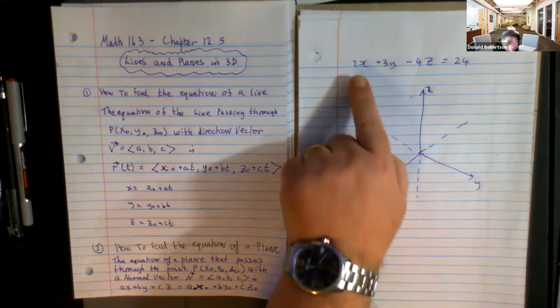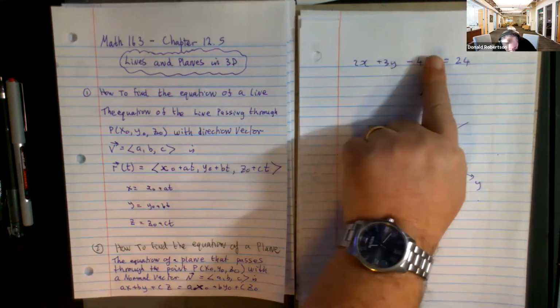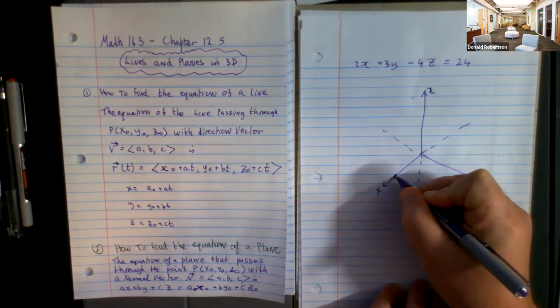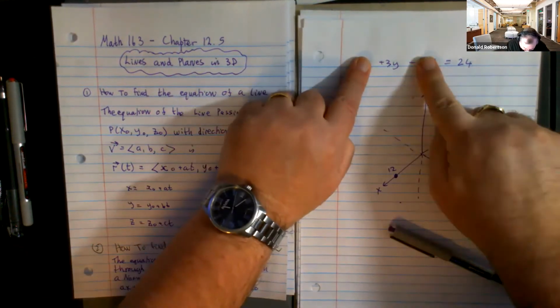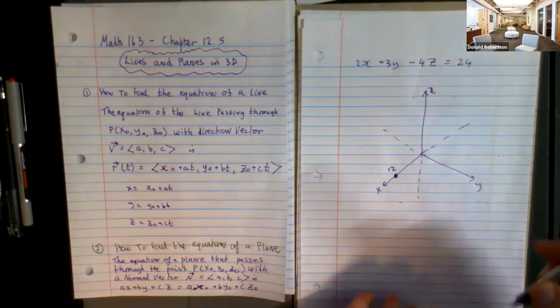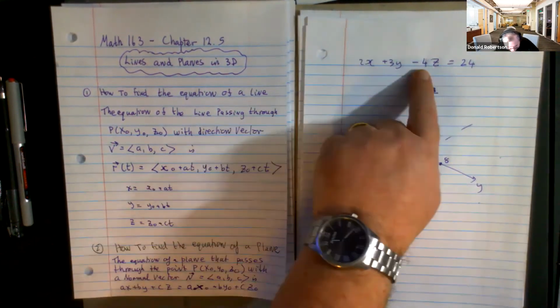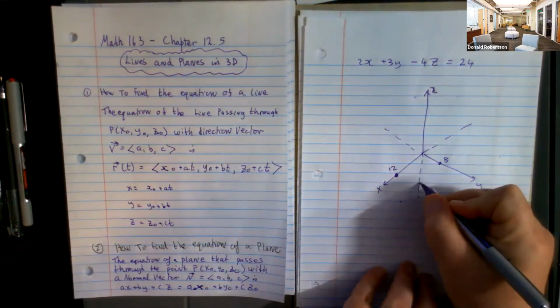If you want to know when it cuts the X axis, Y and Z are both 0, so it cuts it at 12. If you want to know where it cuts the Y axis, X and Z will be 0, and that gives me a Y of 8. And if you want to know where it cuts the Z axis, X and Y will be 0, and that gives me a Z of -6.